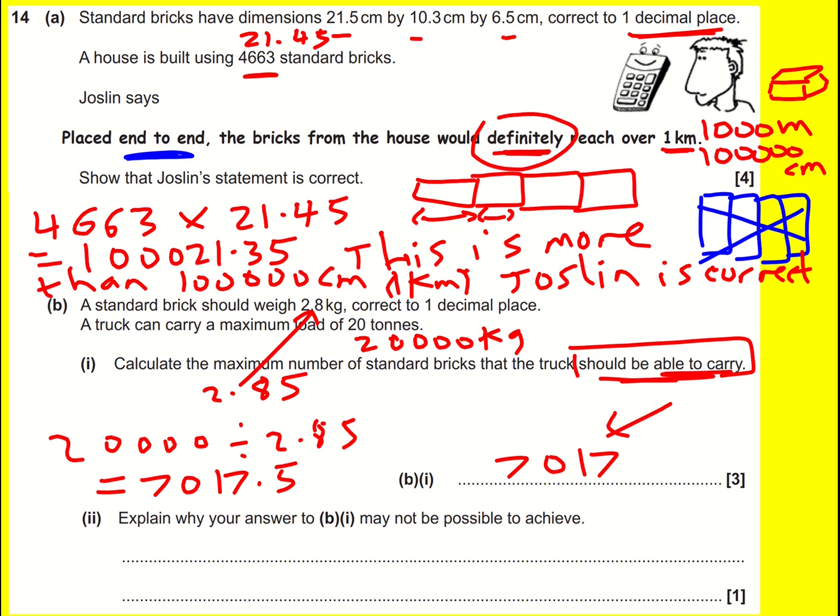Another reason I've realised why it says should be able to carry is that we've not thought about the volume of these bricks. So it could be that the weight is fine, but actually they just take up too much room. So that's kind of where that's coming from as well.